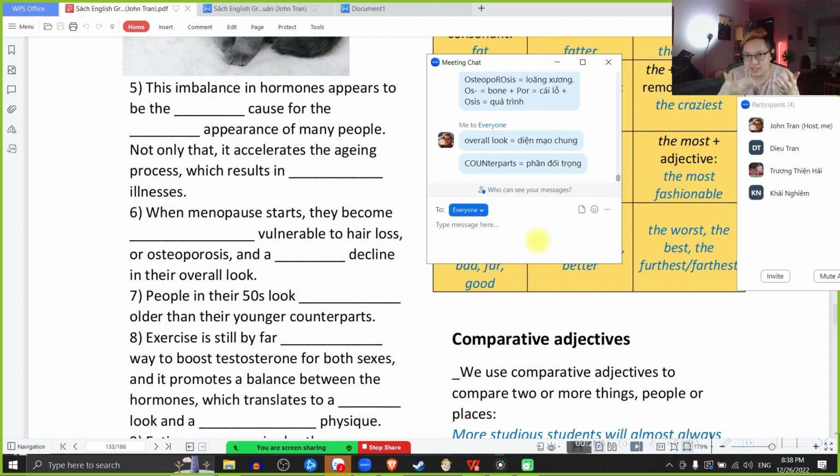You understand the word counterparts, right? You need to use this one a lot in writing. To avoid repeating words in writing, you need to use the word counterparts.